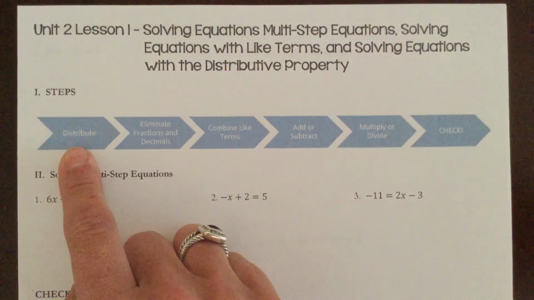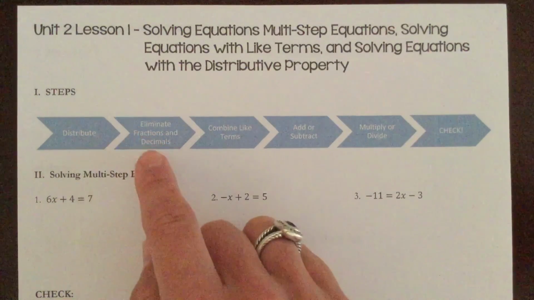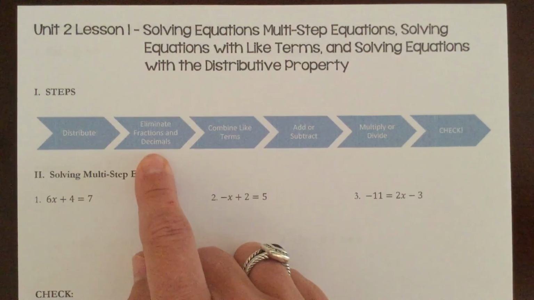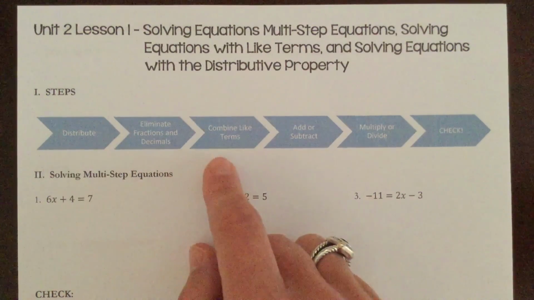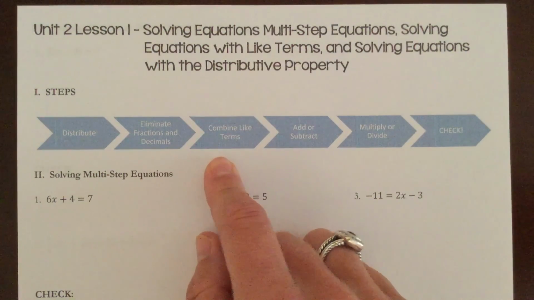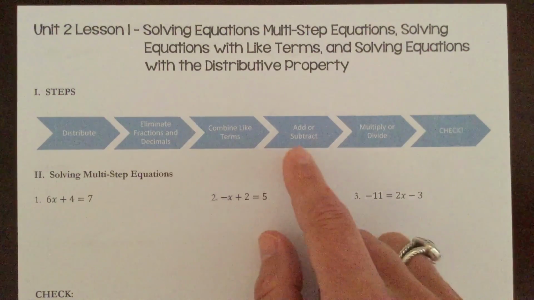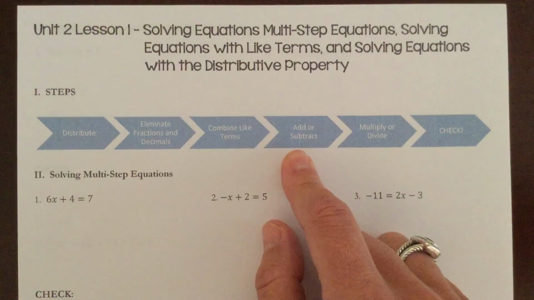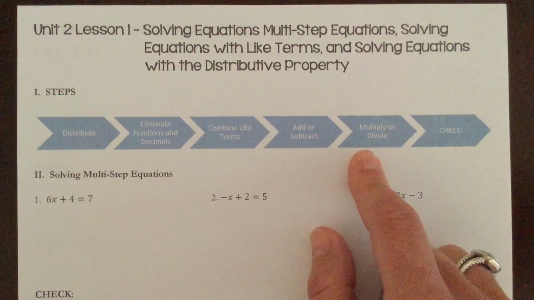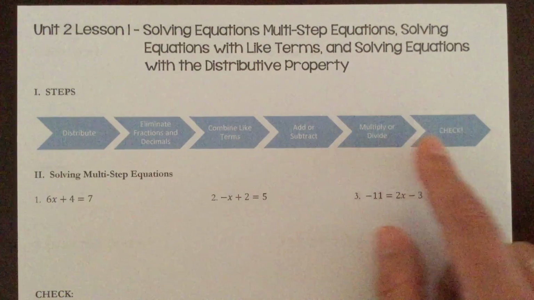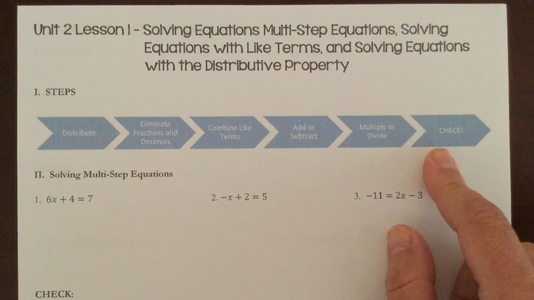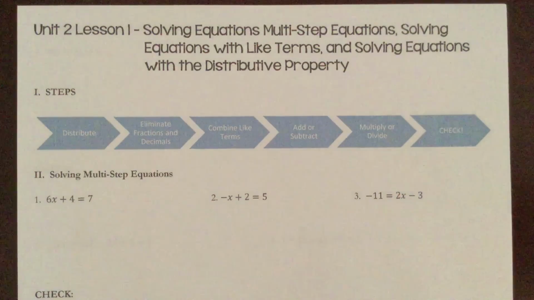Step 1, we want to distribute. After we distribute, we want to eliminate any fractions or decimals that may remain. Next, we're going to combine any like terms. After that, we are going to add or subtract. Then we are going to multiply or divide. And finally, we're going to check our answer to make sure the solution actually works in the equation.